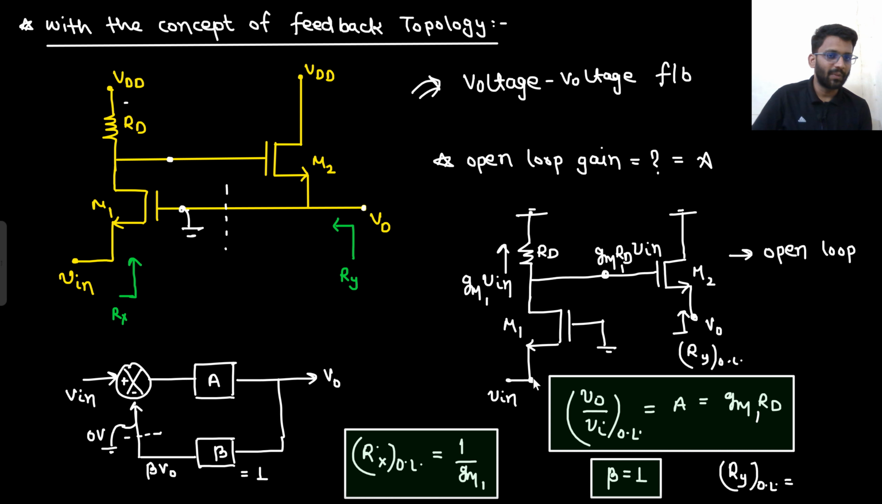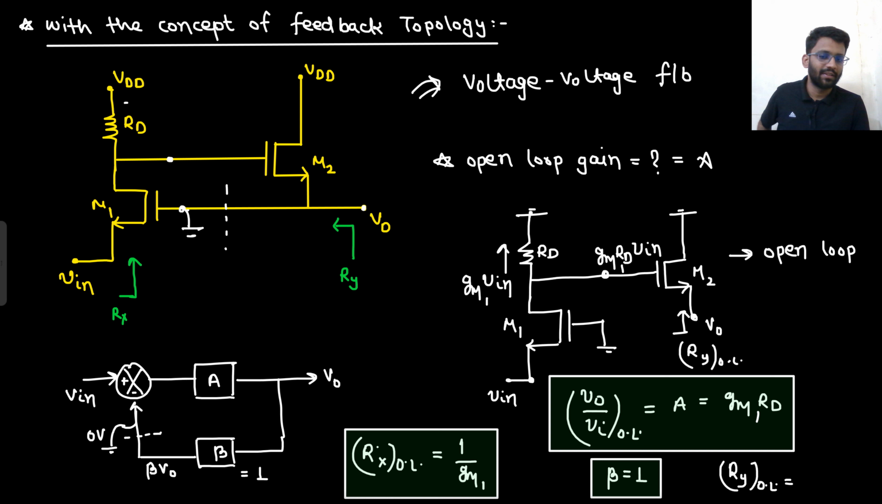If I am calculating open loop output impedance, that means Vin will be shorted. If Vin is shorted, this will be shorted. Then there is no current. If there is no current here, there will be no voltage drop here. If there is no voltage drop here, this node will be 0. So from V0 to ground, what do you see? 1 by Gm. That's it.